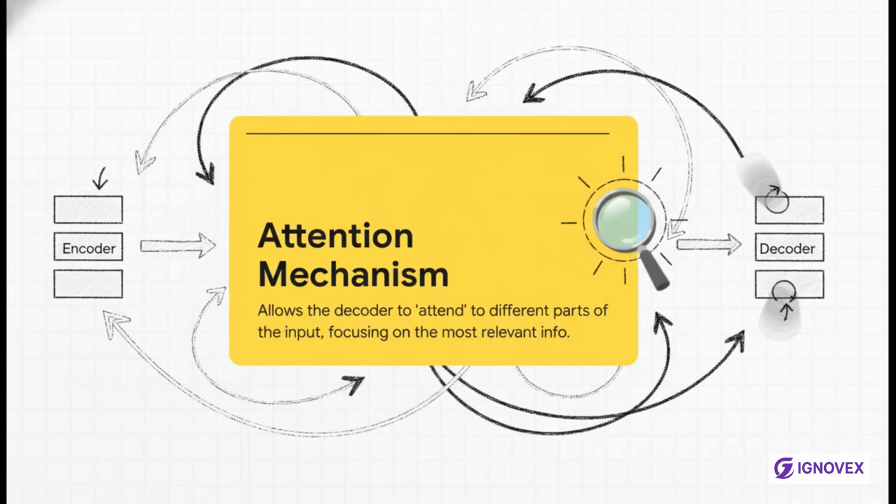And the solution was something called the attention mechanism. This was an absolute game changer. Instead of forcing the decoder to rely only on that single summary, attention gave it the ability to look back at the entire original sentence. So as it's writing each new word, it can focus or pay attention to the specific words from the input that are most relevant at that exact moment.